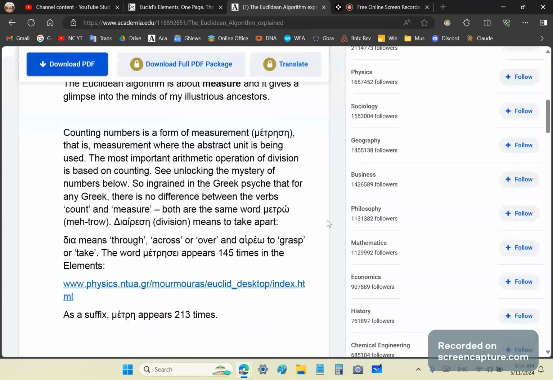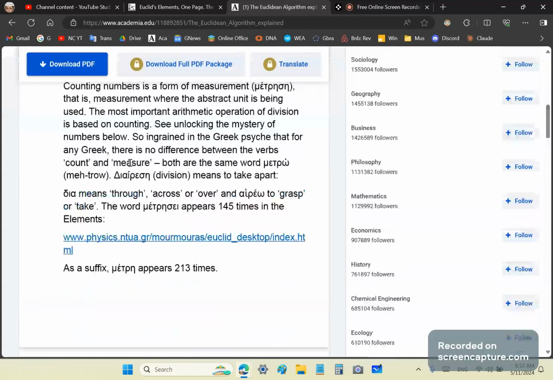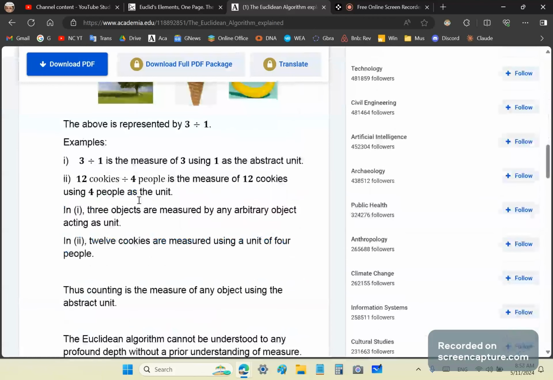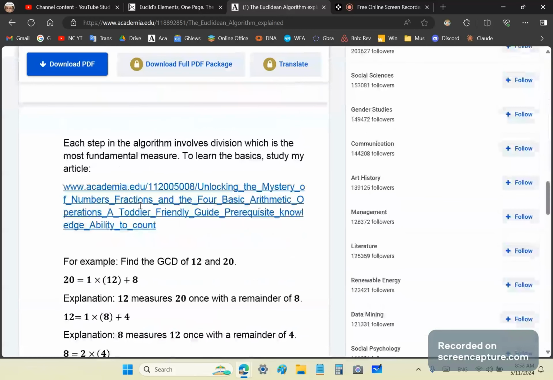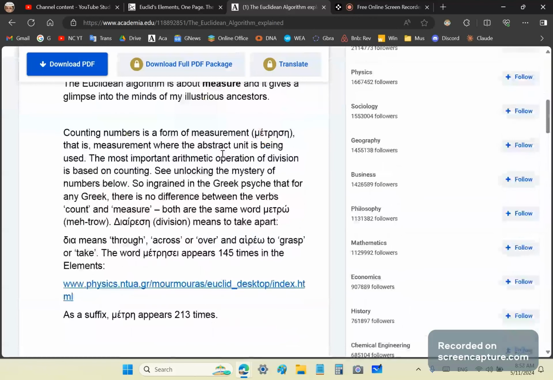And you can get a very simple overview by looking at my document, this document here on Academia, this PDF, Unlocking the Mystery of Numbers and Fractions. And then you could come back and read from where you left off here.